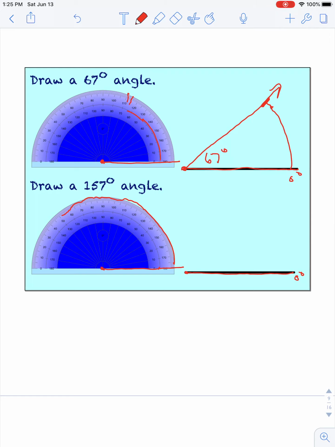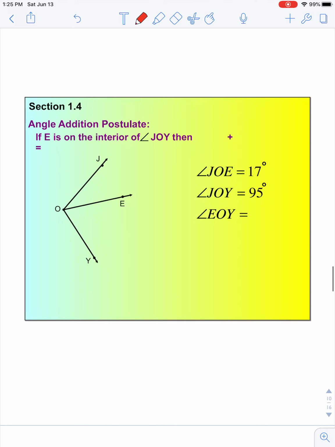And here is 0, 10. So again, I'm using these right here. And I'm waiting until I get to 157. So here is where 140 is, 150, 160. So 157 is about right here. Then I would make that mark on my paper and draw in that line. So practice some of those. I think there will be some homework problems for you to work through on that.